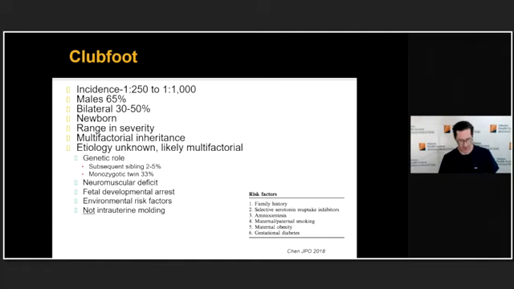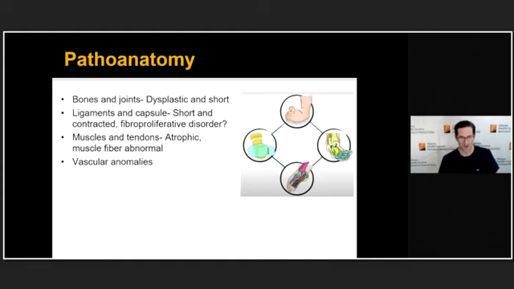What we do know is that it is not due to intrauterine molding. Some of the conditions we talked about, like torticollis, as well as Metatarsus adductus, are associated with intrauterine molding, but not club feet. So what is the pathoanatomy?